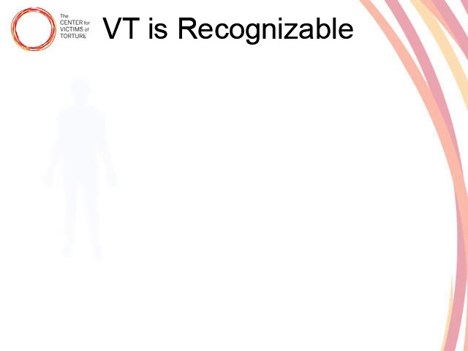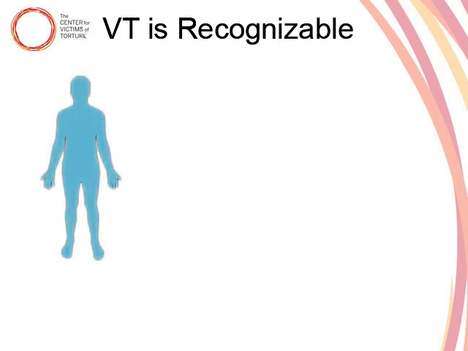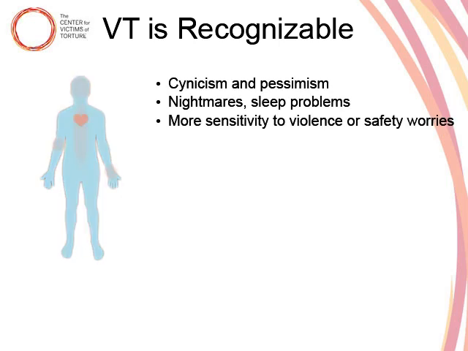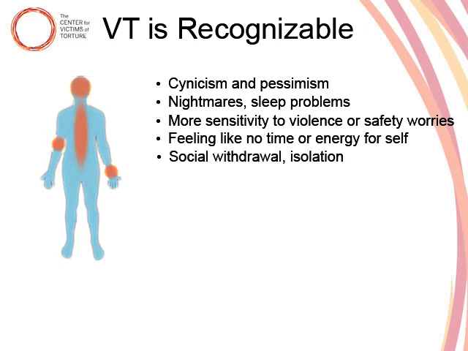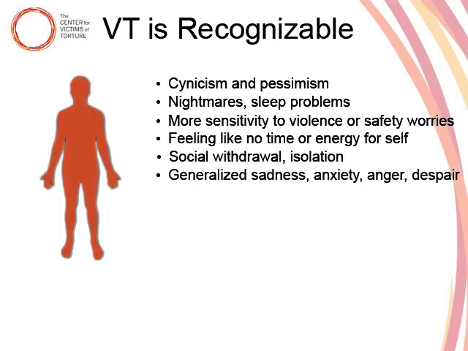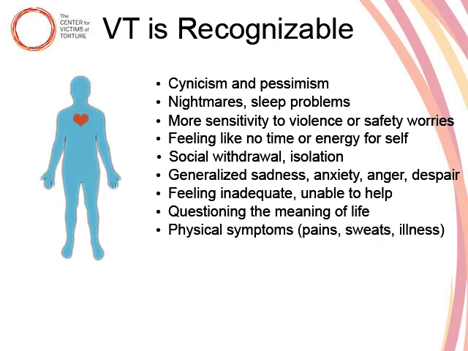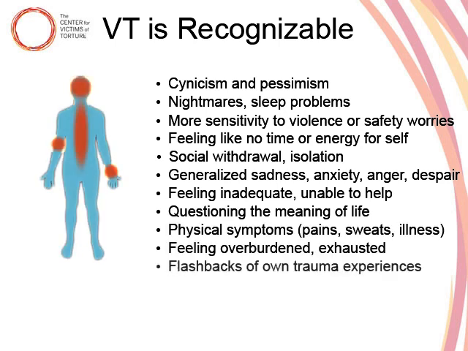Sometimes it can be difficult to see signs of VT in ourselves. We may not be fully aware that we are experiencing these symptoms or how they are affecting our ability to function. Still, it can be helpful to remember that vicarious trauma does have recognizable signs and symptoms. As we talked about earlier, there are mental, emotional, physical, and behavioral symptoms that can be signs of VT. You will also find a list of key symptoms among the resources at the end of this lesson.